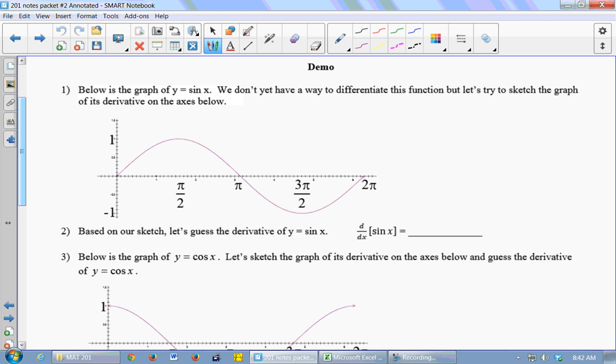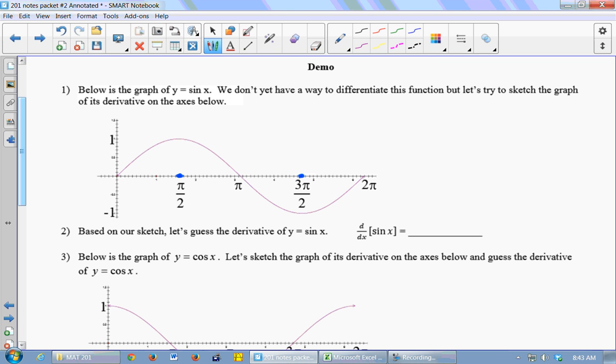Where are the tangent lines horizontal? Pi over 2 and 3 pi over 2, at the max and at the min. So places where the tangent line is horizontal, that means that the derivative is 0. So I'm going to try to sketch the derivative on the same axes here. So I'm going to put zeros at pi over 2 and 3 pi over 2.